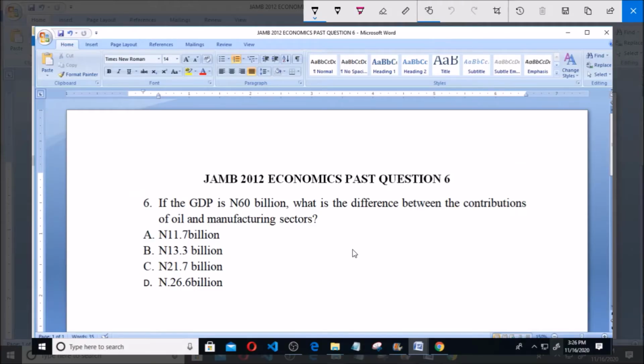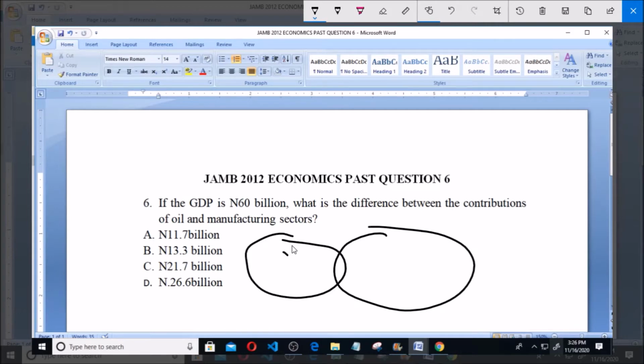Exercise 12 economics past question, question number 6. We're given a cycle in this form, just as we have in question 6. And here we have the agriculture sector.